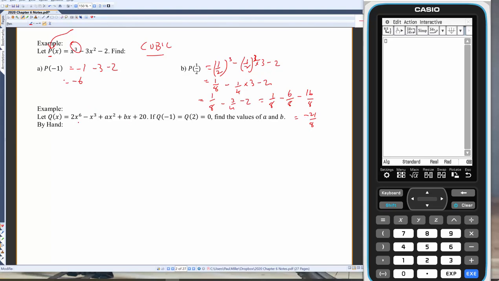Okay, a little bit of function notation here. So we've got Q of x, some sort of polynomial. It's a degree 6 polynomial. That actually doesn't have a name. We just call it a power 6 function.